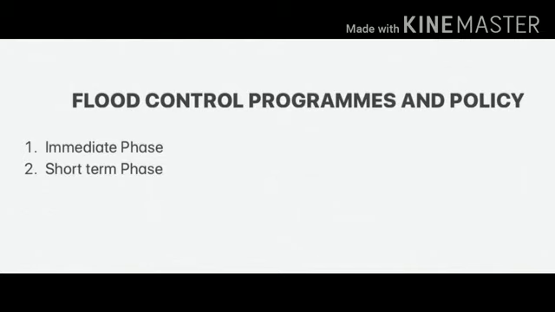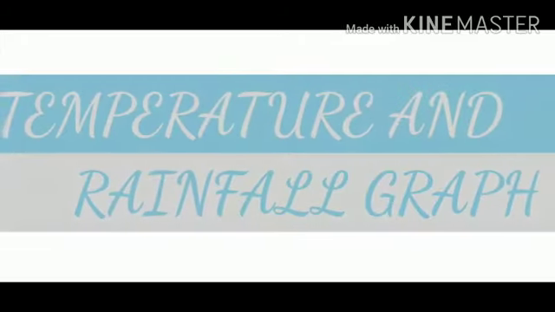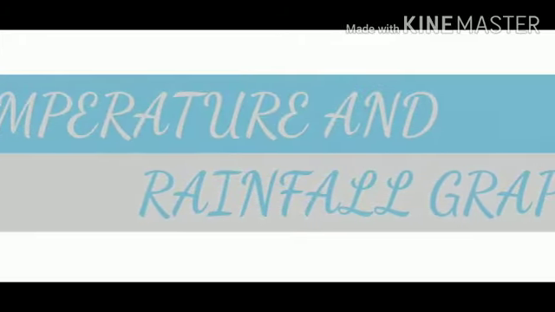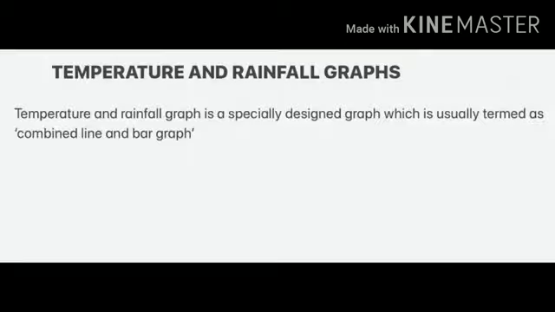Thirdly, the long-term measures included the construction of storages, reservoirs on rivers, tributaries, and additional embankments. Moving on, let us now talk about the temperature and rainfall graphs. Temperature and rainfall graph is a specially designed graph which is usually termed as combined line and bar graph.